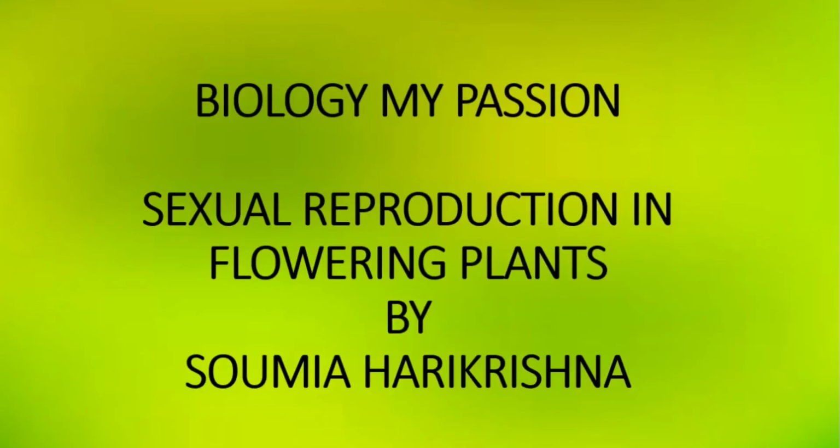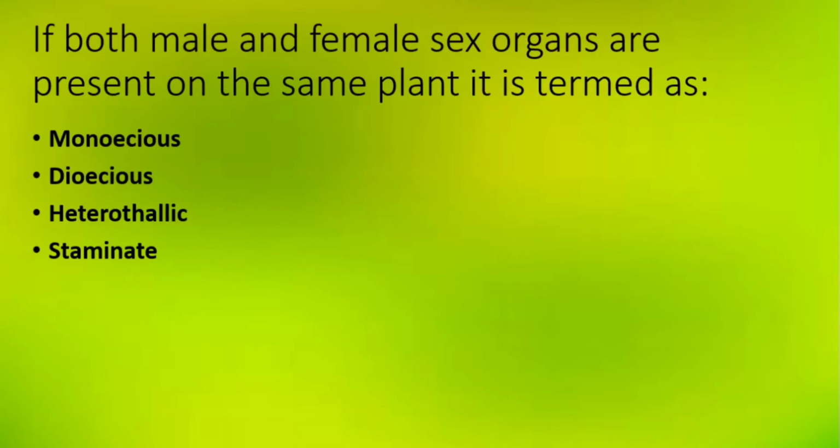Today we are going to discuss a few multiple choice questions and assertion reasoning questions from sexual reproduction in flowering plants. So the first question is not literally from the second chapter, but this is a very basis of this chapter. If both male and female sex organs are present on the same plant, it is termed as.